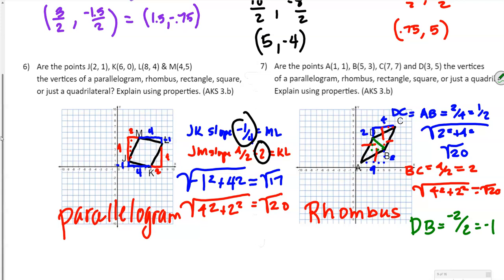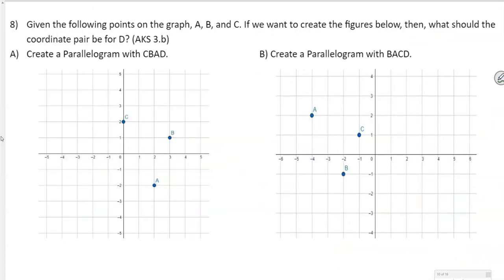Now let's look at AC. AC is the other diagonal. 1, 2, 3, 4, 5, 6. So AC is 6 up and 1, 2, 3, 4, 5, 6 over. So isn't that 1? So isn't it negative 1 and 1? So we could say DB is perpendicular to AC. That also could have proven that this was a rhombus. Okay. So here's our next problem.